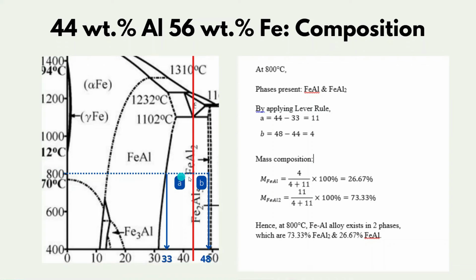At 800 degrees Celsius, with 44 weight percentage of aluminium, the phases present here are FeAl and FeAl2. Then by applying the lever rule, we could calculate the mass composition of these phases. So the mass composition of FeAl is 26.67% and the mass composition of FeAl2 is 73.33%. Then if we add up these two numbers, we get 100%.